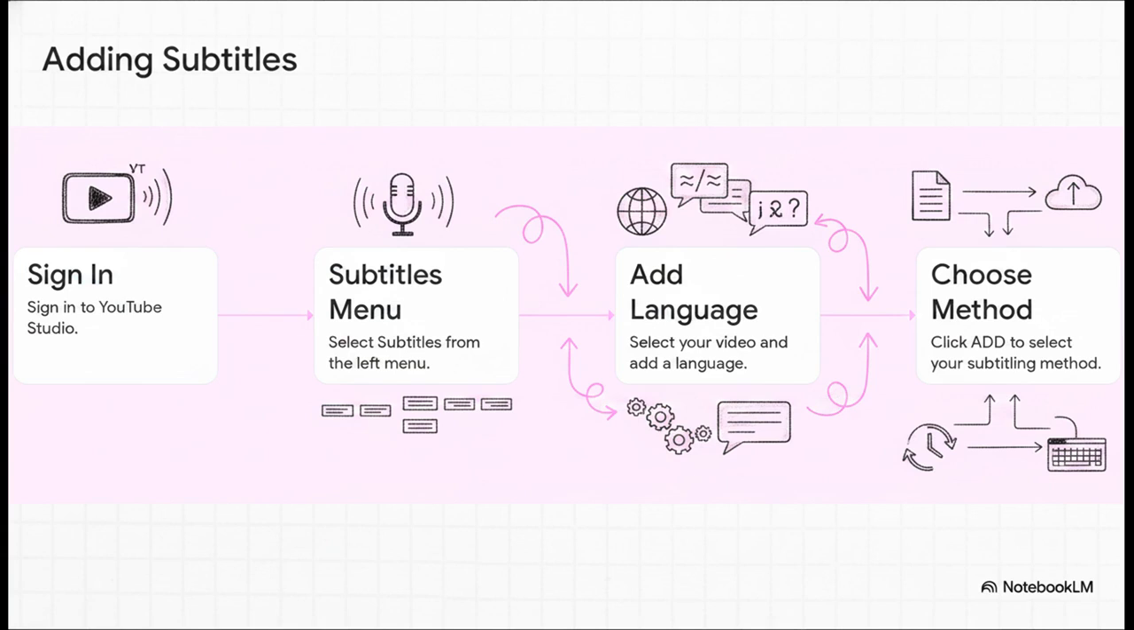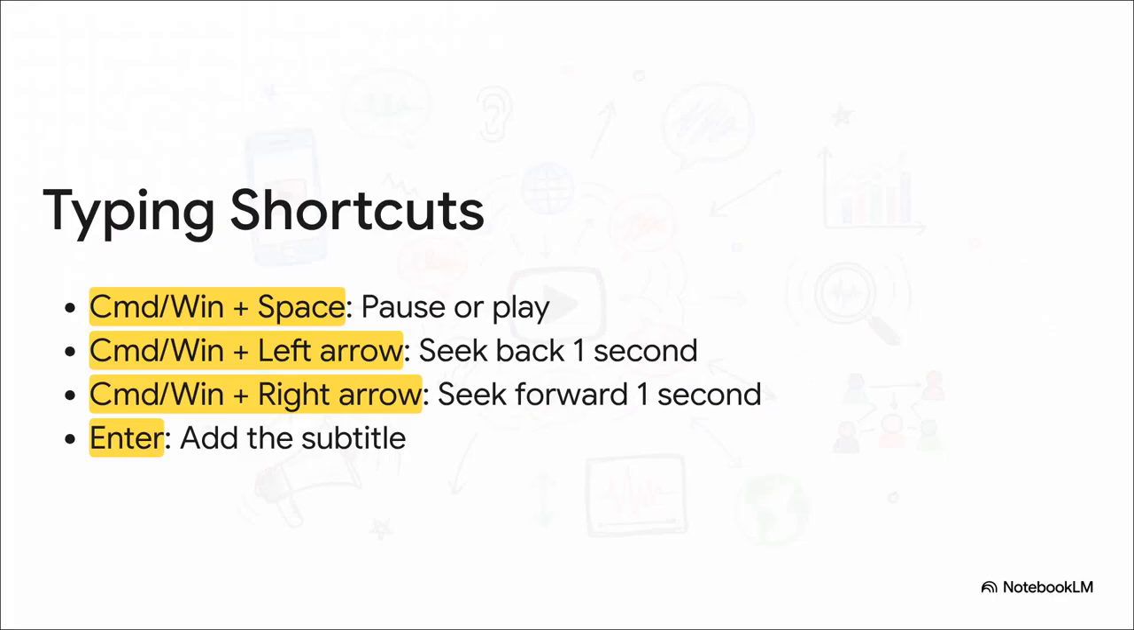You just hop right into your YouTube Studio dashboard, look over to the left menu, and hit Subtitles. Pick the video you want, click Add Language, and then just choose your method. Bam! Takes maybe 3 clicks. Now, a pro tip here.